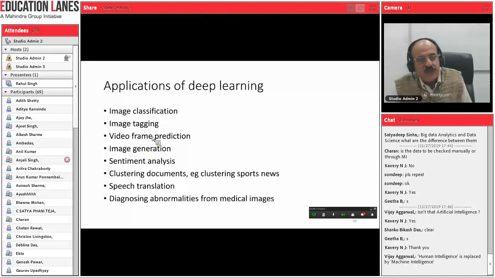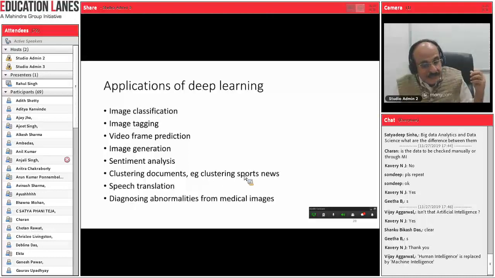So I have listed a few applications of deep learning. Start with image classification, image tagging, video frame prediction, new image generation with different styles, sentiment analysis. Whether it is positive sentiment on Twitter or negative sentiment on Twitter, this is a field of natural language processing. I am not going into natural language processing here for the shortage of time.